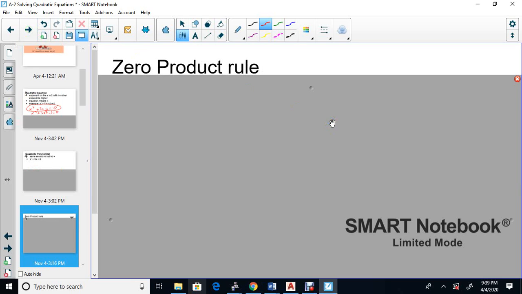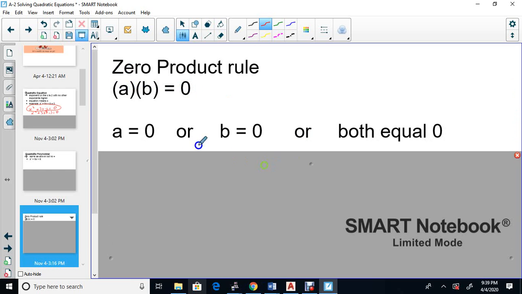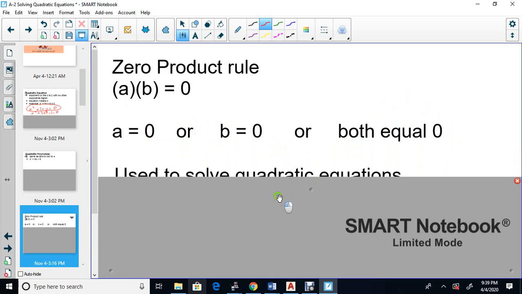Okay, now you need to learn a new rule, which is the zero product rule. Now, if you multiply two values, say a and b, and they equal 0, then this has to be true. Either a has to equal 0 or b has to equal 0, or they both can equal 0. So either a equals 0 or b equals 0 or both equal 0.